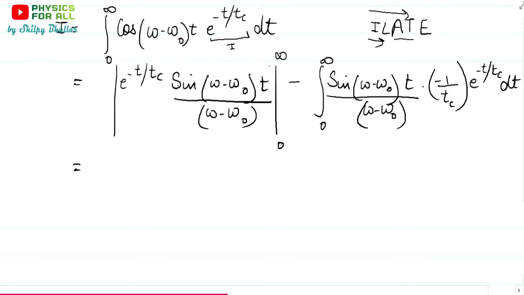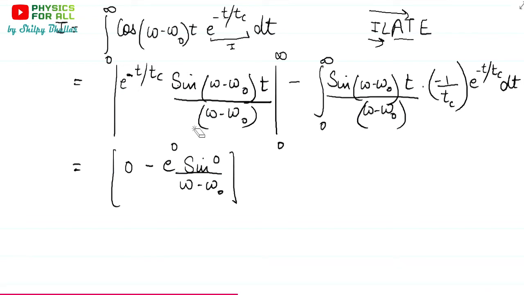Now let's substitute the values here. Now e raised to the power minus infinity, whatever is here, doesn't matter. What we are going to consider here is e raised to the power minus infinity. What is e raised to the power minus infinity? That is 0. So 0 minus e raised to the power 0 sine 0 upon the thing. Let me just correct this. This is basically sine 0 degree. And what is sine 0 degree? That is simply 0. So this term completely gets nullified. This whole quantity is 0.